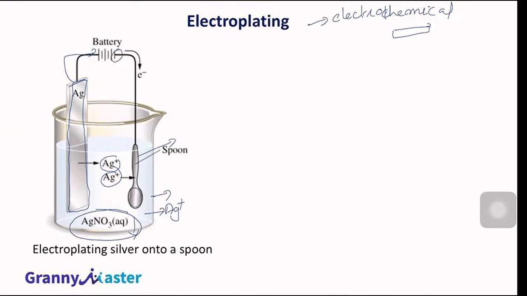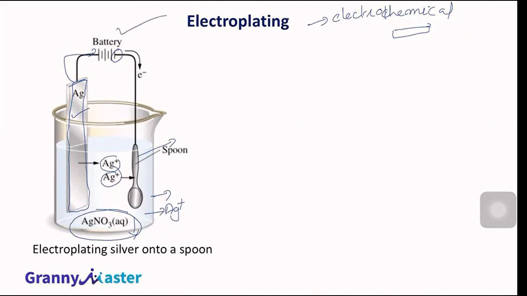So again, I'm explaining: to coat silver on a spoon, we require an electrolyte which contains silver. Here, silver nitrate solution is used. Now, a silver plate is required, which will be connected to the positive terminal of a battery. At the same time, the spoon that we want coated should be connected to the negative terminal of the battery. Then what should we do? We should switch on the battery.